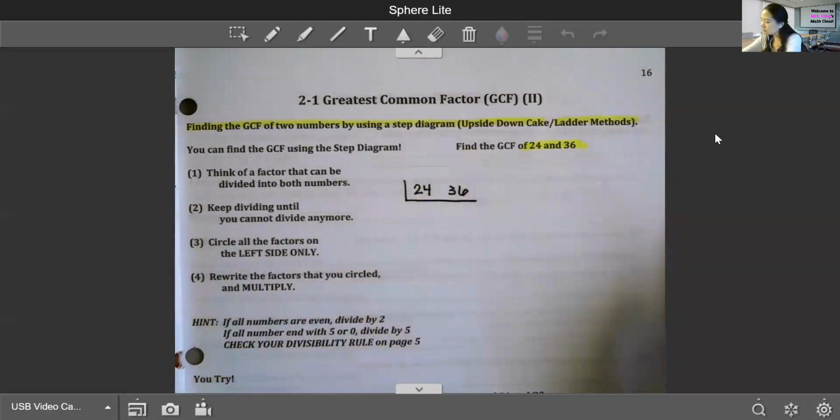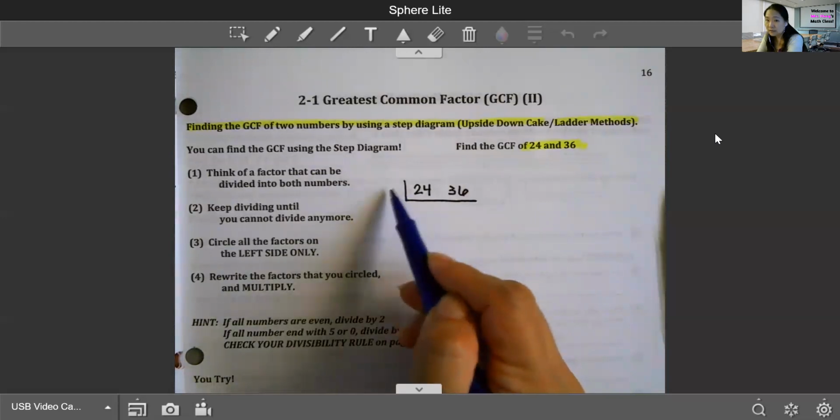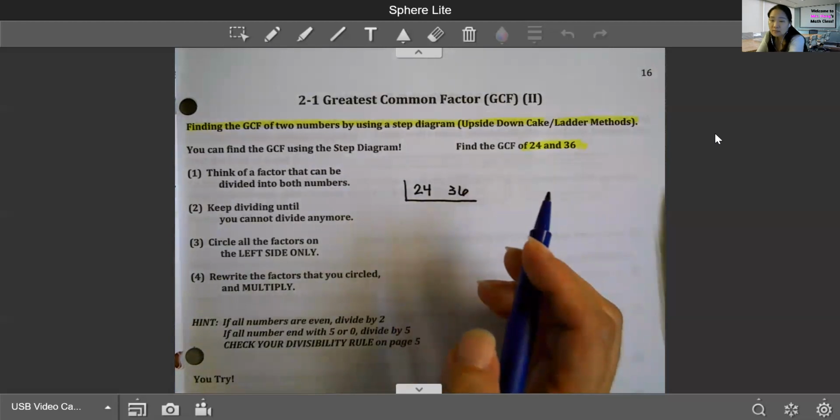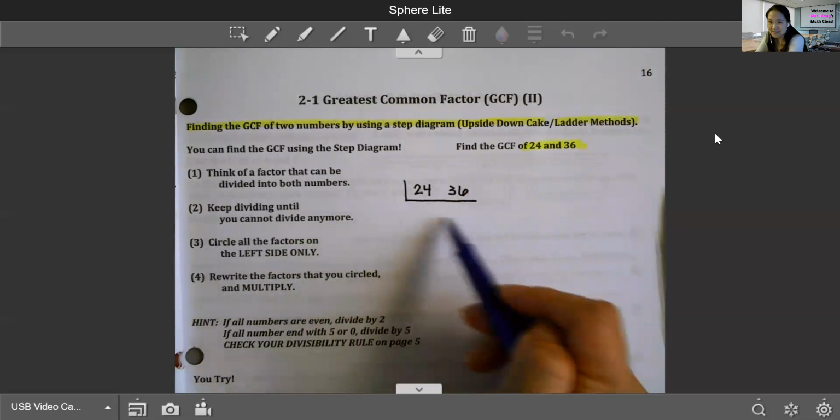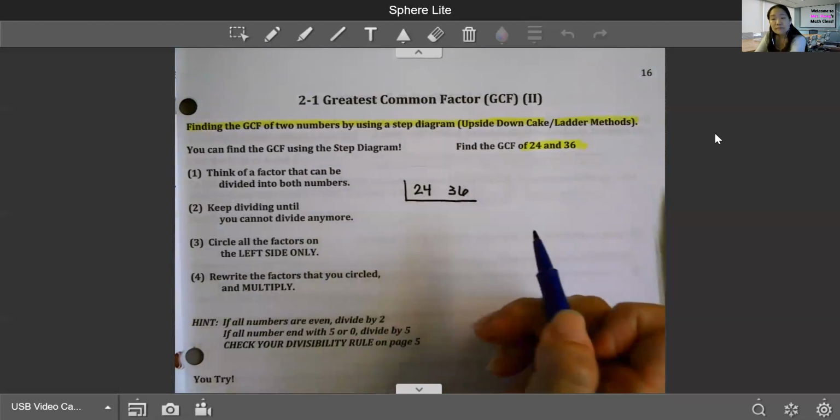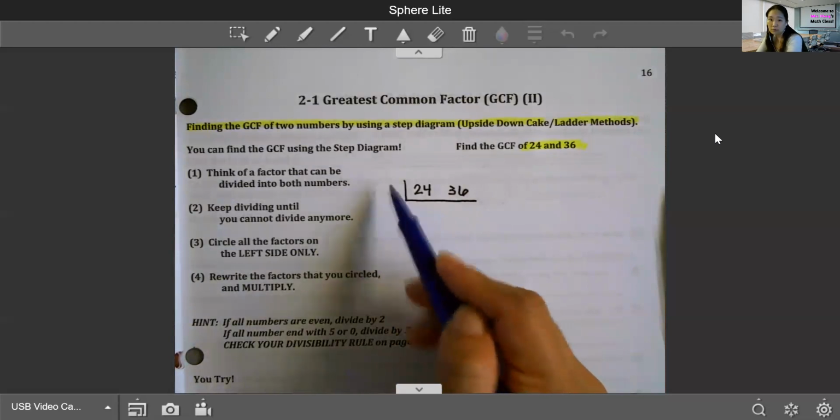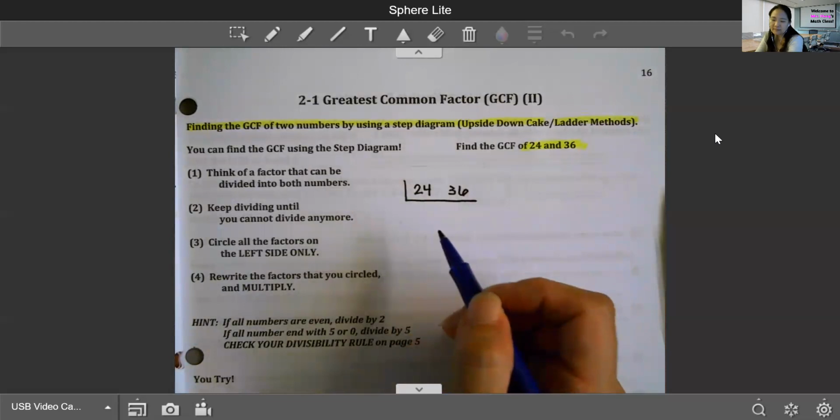And then what you're going to do is over here, you're gonna write any common factor that can go into both, but you're just not gonna use 1. And the reason is because if you divide anything by 1, you just get the number itself, nothing's gonna change. So you can divide by 2, 3, 4, 6, even 12, okay? But if I divide by 12, then it's gonna be too easy. I'll get to that a little bit later.